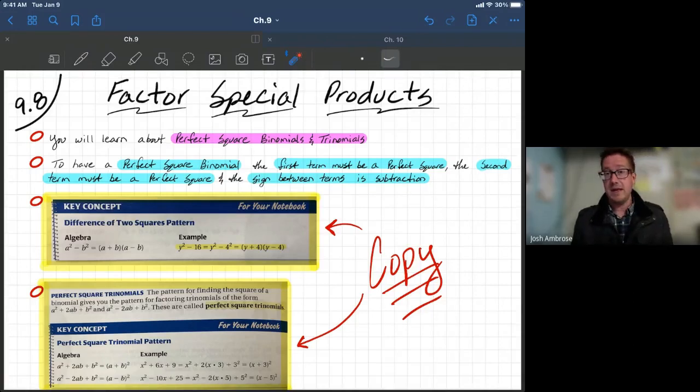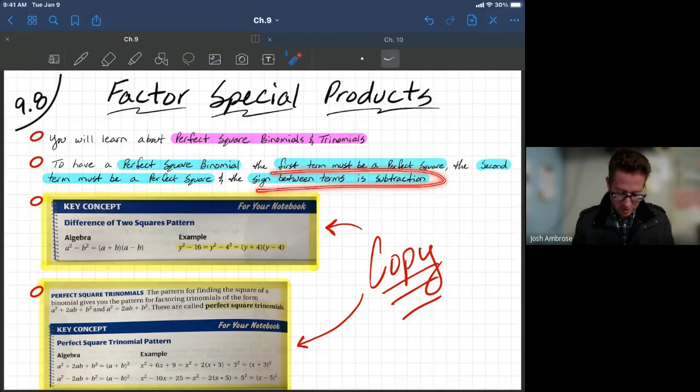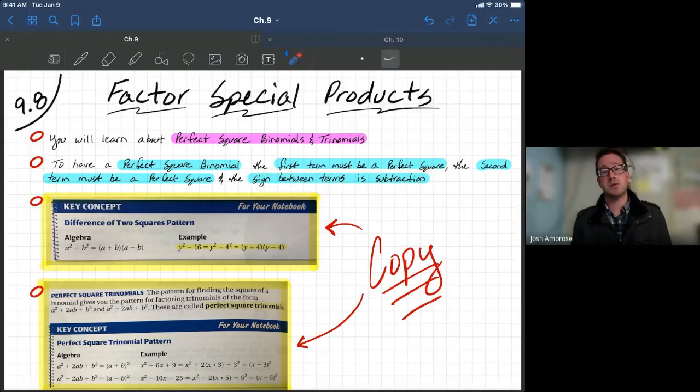All right, and then if that is a perfect square, then the final piece you're looking for is the sign between those two terms must be subtraction. Okay, so again, first term is a perfect square. Second term is also a perfect square, and it's key that it is subtraction that is between those two terms.